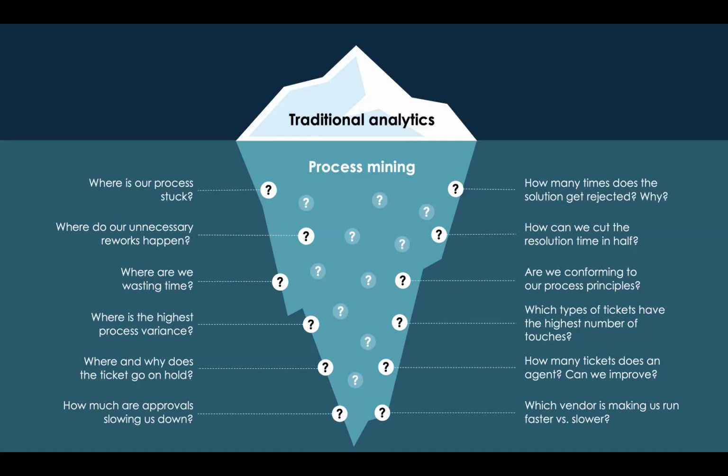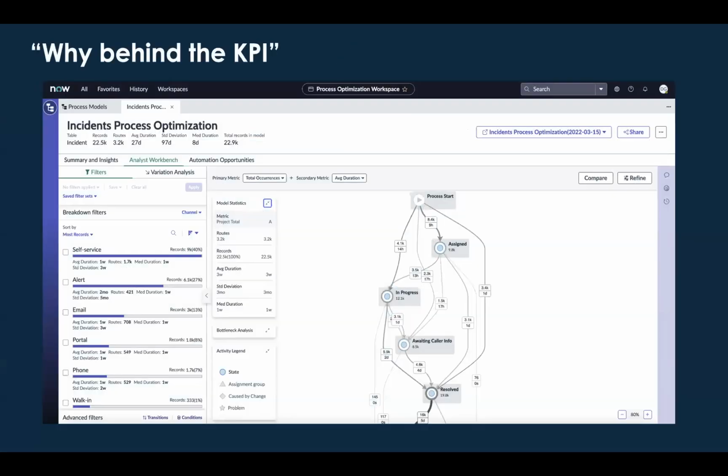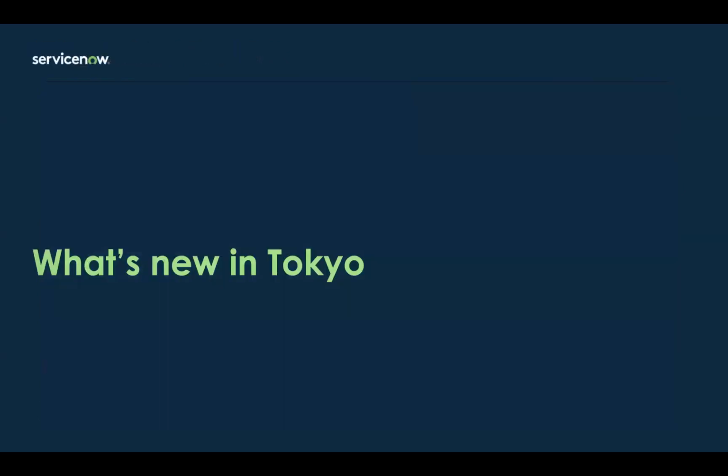So things like, where is our process stuck? Where is the rework happening? Where are the tickets ping-ponging back and forth between groups? Where aren't we conforming to the process that we designed? All things that have historically been difficult to answer and then act upon are now available to us in a couple of clicks with process optimization. We like to say that process optimization is going to get you to the why behind all of those KPIs that you set up for a given process. So that's the quick refresher. Now let's dive into what's new in Tokyo.